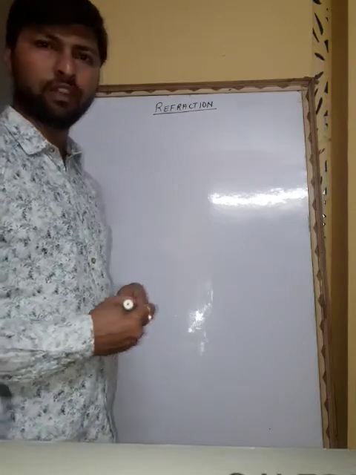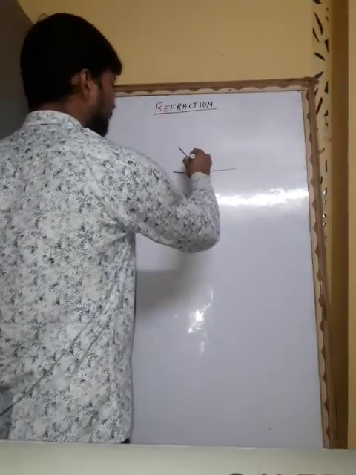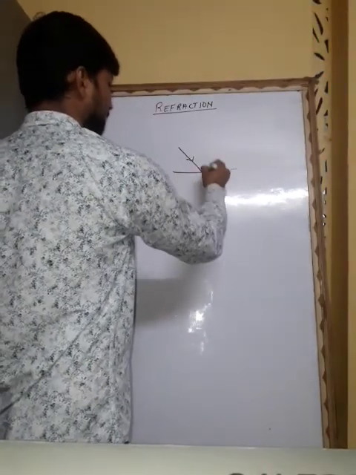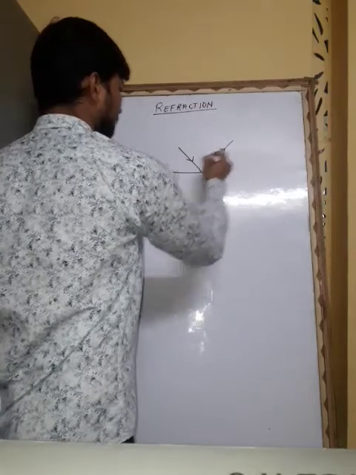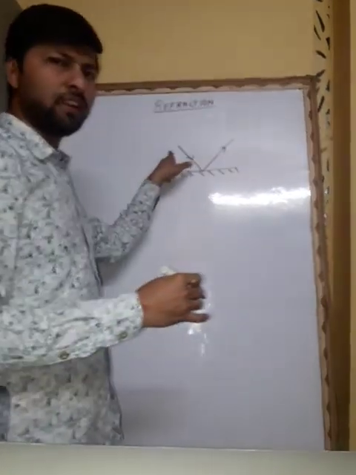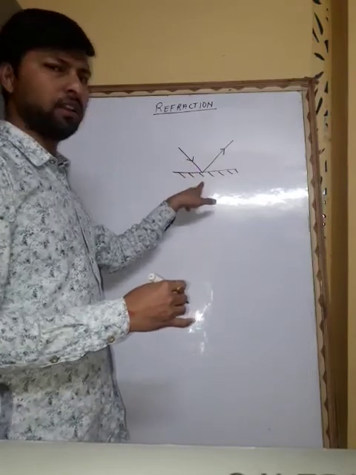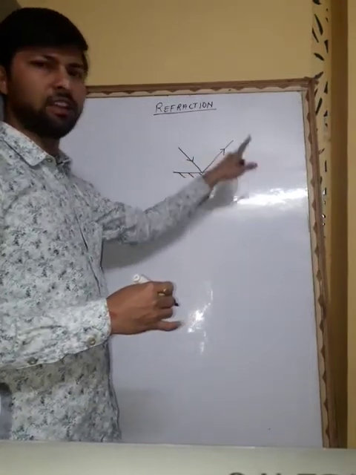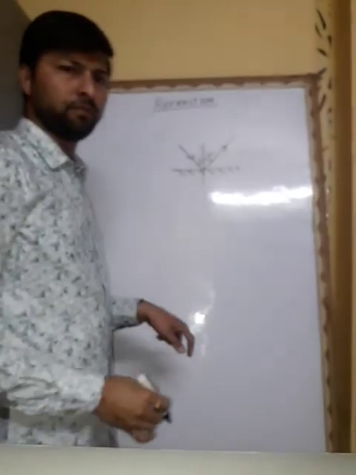In reflection, what we have studied is that light travels in its own medium after reflection. This is the plane mirror, and incident light falls obliquely on the plane mirror and reflects in its own medium, making angle i equal to angle r for reflection.